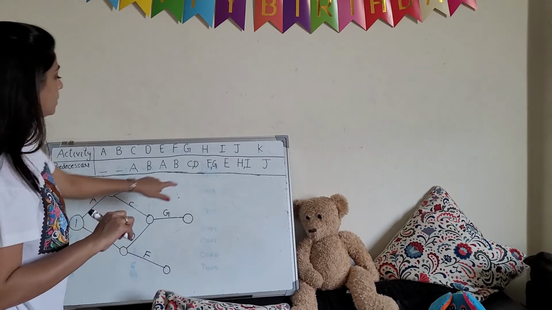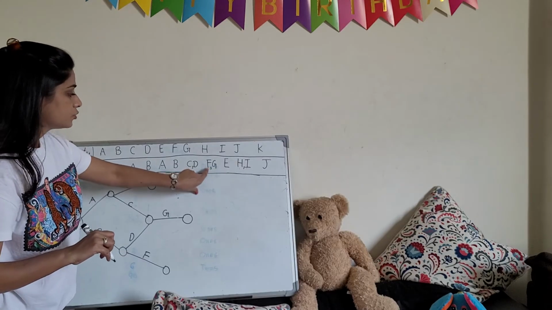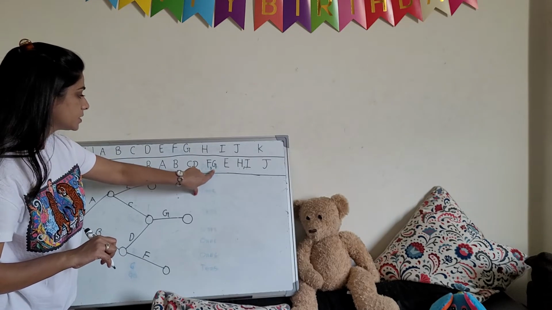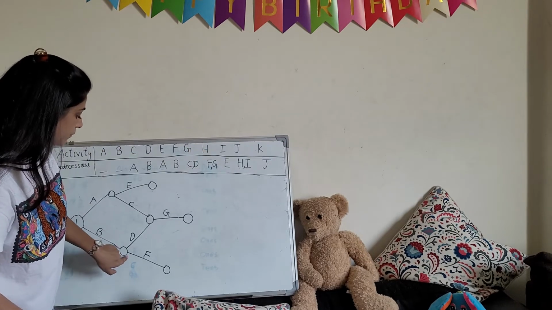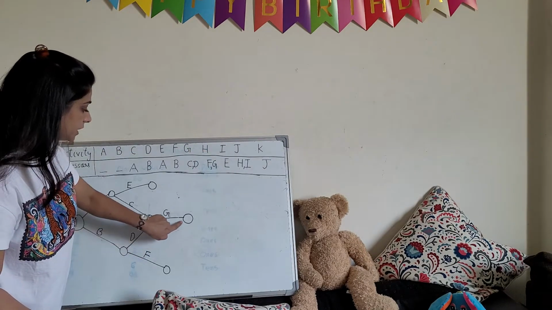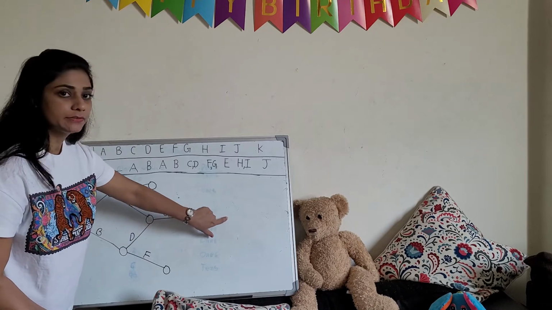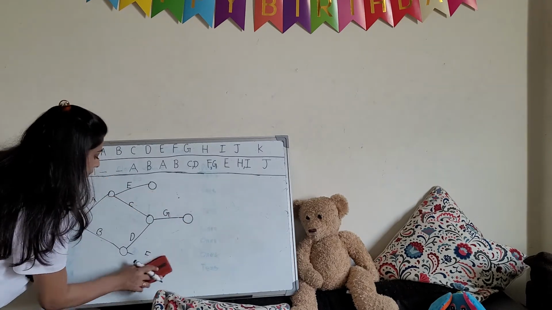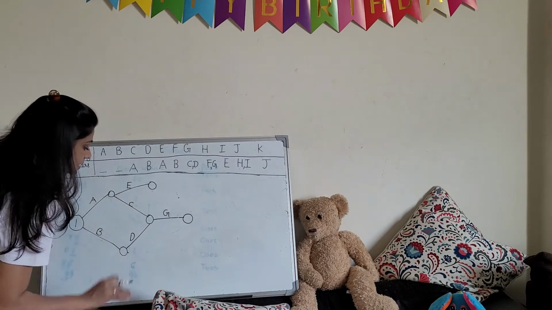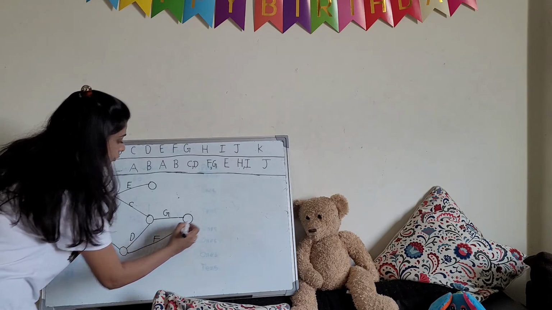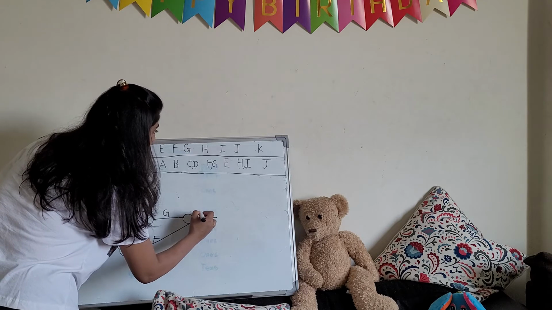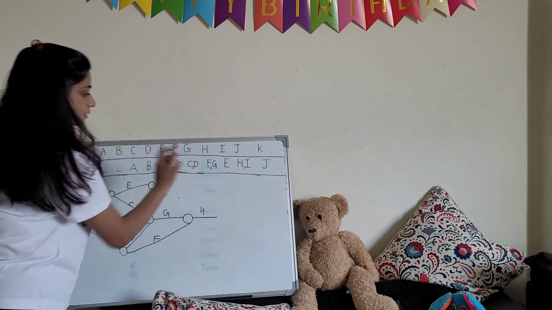Fine. Now next is F and G. So F and G are the predecessors of activity H. So what we can do, if we combine this F activity to G, then we can perform H activity, right? So we will combine this F activity to G activity, and from here we can perform activity H.